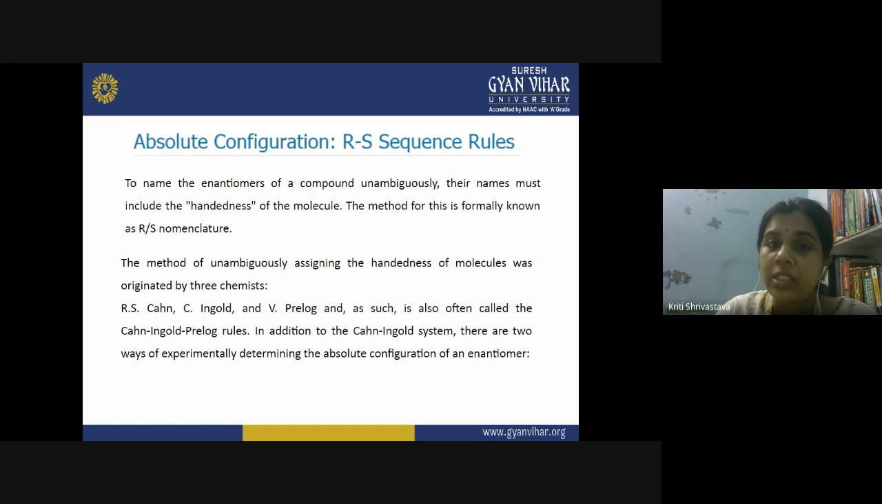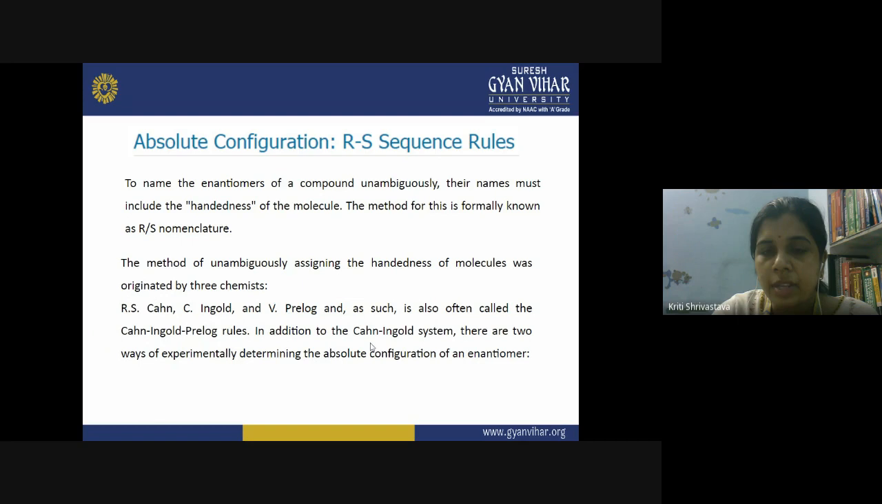When you consider all four substituents and then assign the structure of the molecule, you call it absolute configuration. And this is done by RS nomenclature. The method of unambiguously assigning the handedness of the molecule was given by three chemists: R.S. Cahn, C. Ingold, and V. Prelog. These three chemists together gave this RS nomenclature system, and therefore sometimes we also call it the Cahn-Ingold-Prelog rules. These three chemists together discovered these rules.